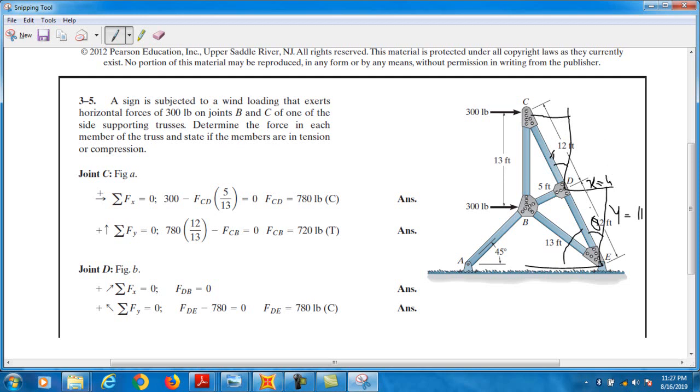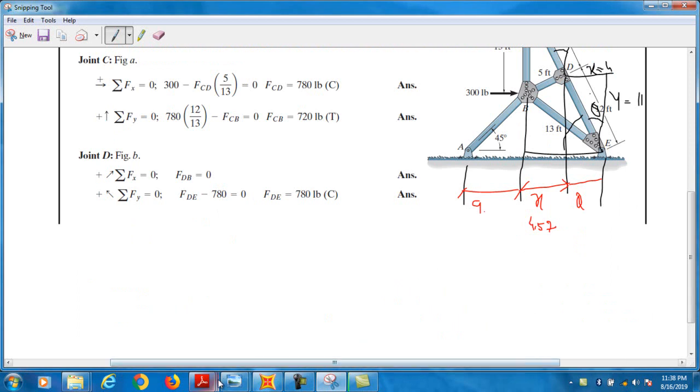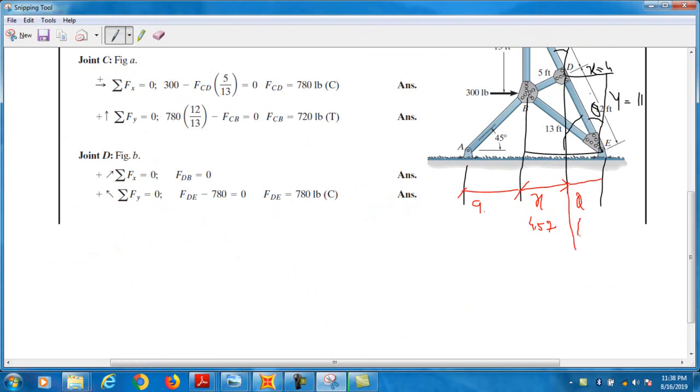And you see that this is x and this is y, so you can see that we have grids. This is x1, this is x2, this is x3, and this is x4. Now this spacing, I calculated the spacing equals 9 point something. Now this x equals 4.57, and this is also 4.57.